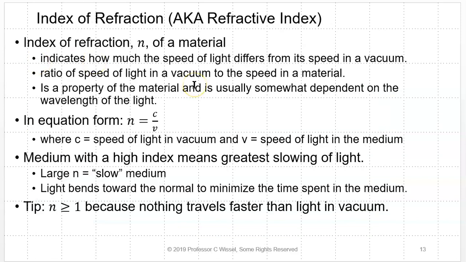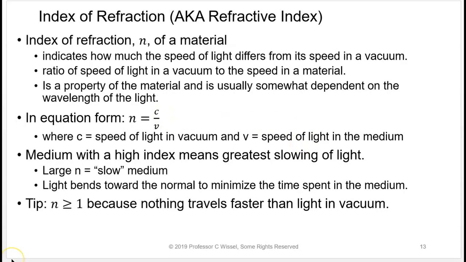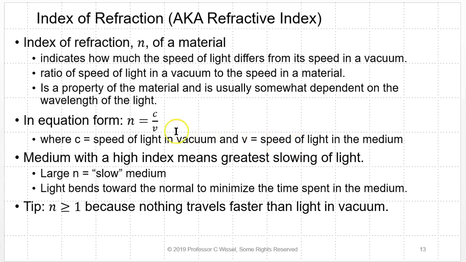So the index of refraction, given the symbol n of a material, indicates how much the speed of light differs from its speed in vacuum. It's a ratio of the speed of light in vacuum to the speed in the material. It's a property of the material and also dependent on the wavelength of light in most cases. In equation form, n is c over v. c is the speed of light in vacuum. That's 3 times 10 to the 8 meters per second. v is the speed of light in the medium. n is always greater than or equal to 1 because v is always less than or equal to c.